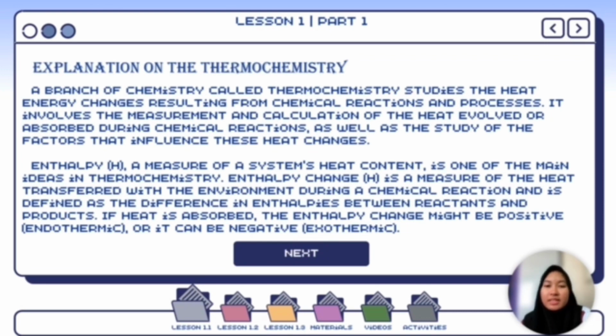Explanation on thermochemistry. A branch of chemistry called thermochemistry studies the heat energy changes resulting from chemical reactions and processes. It involves the measurement and calculation of the heat evolved or absorbed during chemical reactions, as well as the study of the factors that influence these heat changes. Enthalpy, a measure of system heat content, is one of the main ideas in thermochemistry. Enthalpy change is a measure of the heat transfer within an environment during a chemical reaction and is defined as the difference in enthalpies between reactants and products. If heat is absorbed, the enthalpy change is positive, otherwise it is negative.